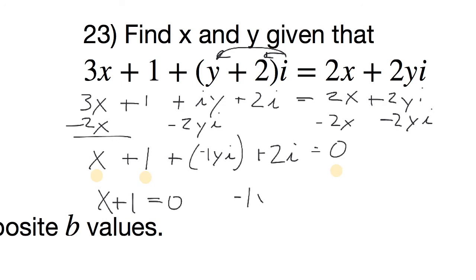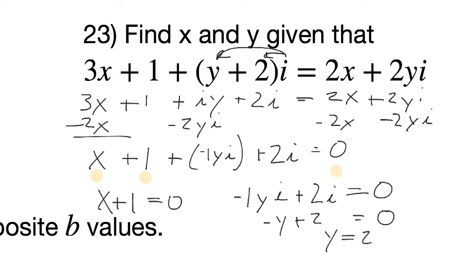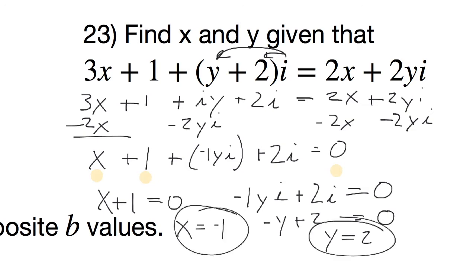Negative 1 yi plus 2i should also equal 0. I know that it looks a little messy, but what you can do is divide both sides by i and just say that negative y plus 2 is equal to 0. And so therefore y has got to equal 2 and x has got to equal negative 1 in order for the equations to cancel.